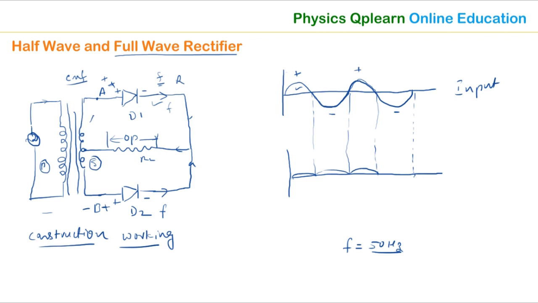Then immediately when the negative cycle starts, A will become negative and B will become positive. At that time the diode D2 conducts and D1 does not conduct. So the remaining negative half cycle is converted by D2. See, one thing to understand is that D1 is converting positive cycles, and D2 is converting the negative cycles. So finally we achieved the full wave being converted into DC.